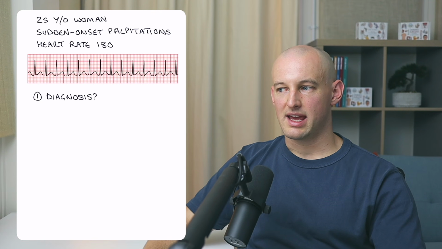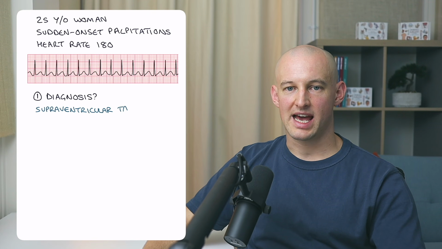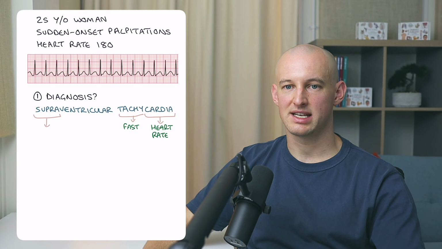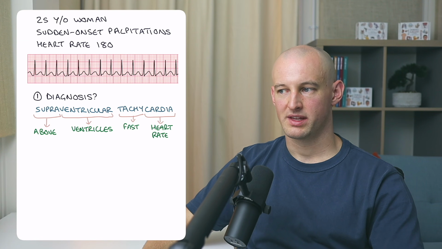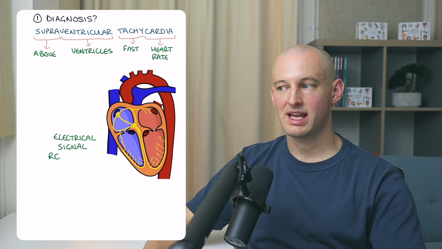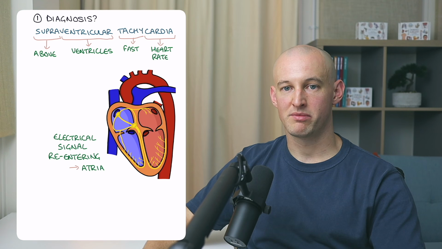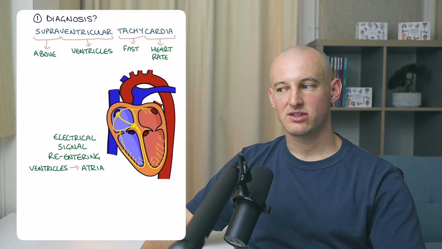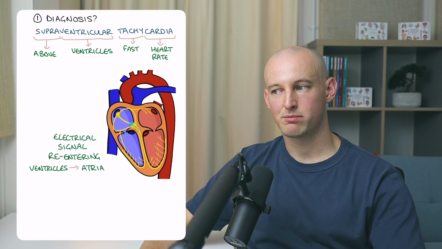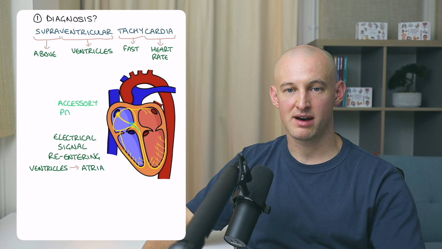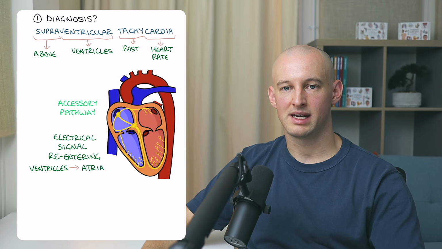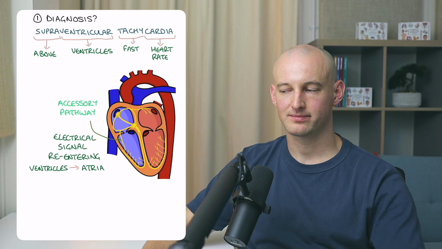The diagnosis here is supraventricular tachycardia, which refers to a fast heart rate originating above the ventricles. It's caused by the electrical signal re-entering the atria from the ventricles. This could be back through the atrioventricular node, or it could be through an accessory pathway, like an extra electrical pathway, leading from the ventricles to the atria.